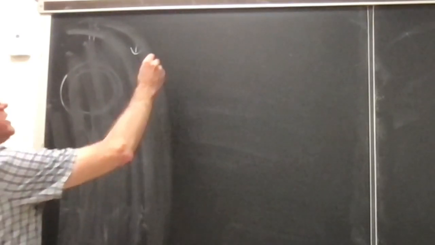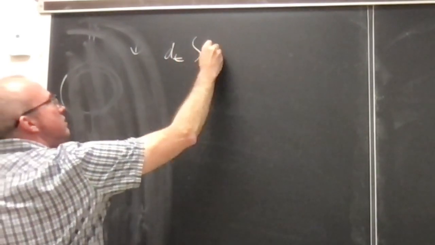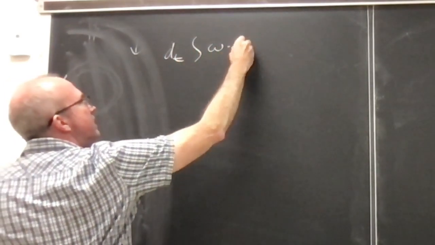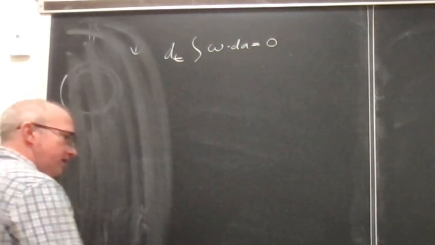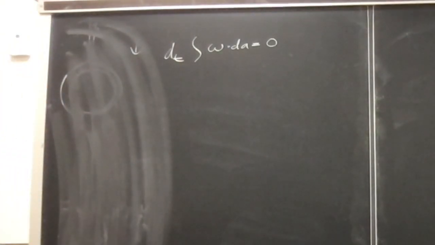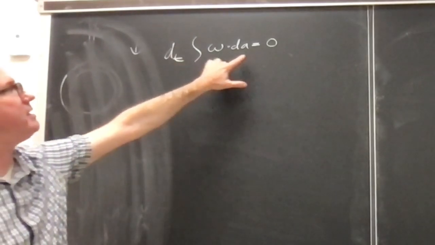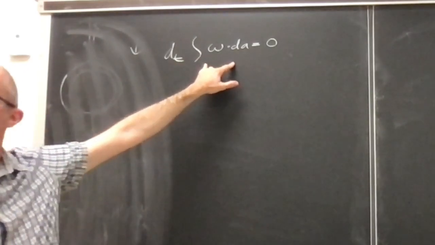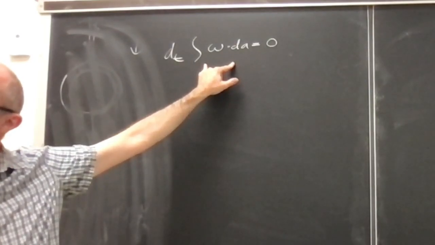Okay, so Kelvin's circulation theorem. What does it say? It says that d by dt of the integral of omega dot dA equals 0. And this is important. What this says is that vorticity is kind of conserved. It's conserved, but the time derivative of this thing is 0 only for the area and not the volume of the vorticity.